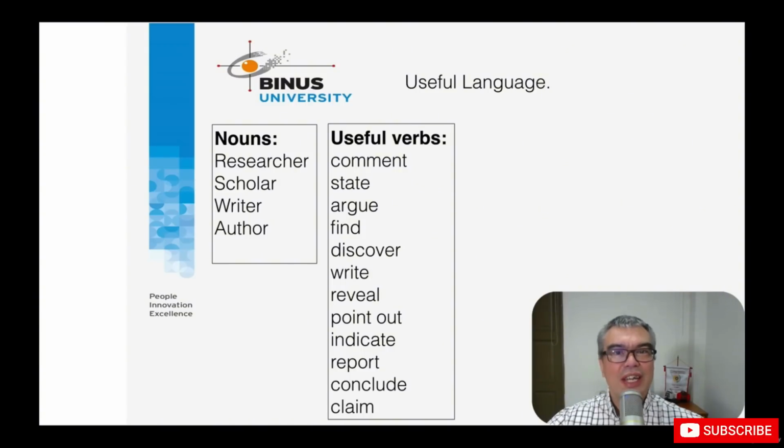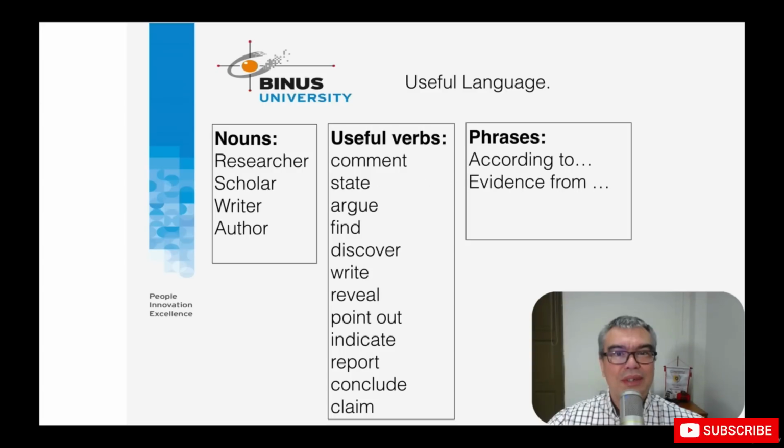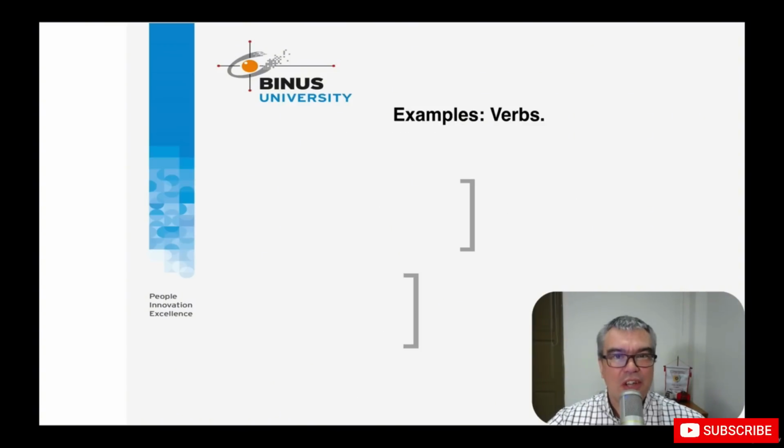And then finally, we have phrases for citation. One of the most common is according to, evidence from, in the opinion of. Alright, so let's make this language more real to you by looking at some examples of citations using the areas of language I've just talked about.